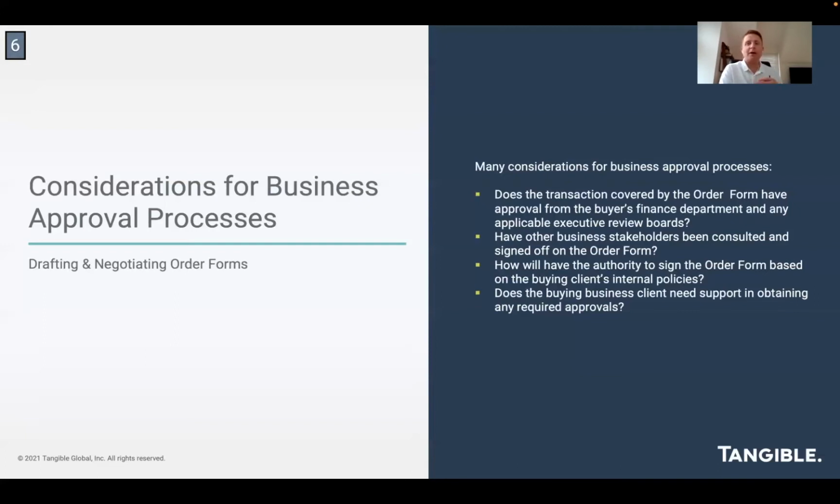You should also think ahead into the future about who will have authority to sign this order form. Many times companies have policies about what level of employee can sign an order form of a particular value. So you'll want to consider that ahead of time, so you'll be able to move quickly to execution when the order is fully negotiated.